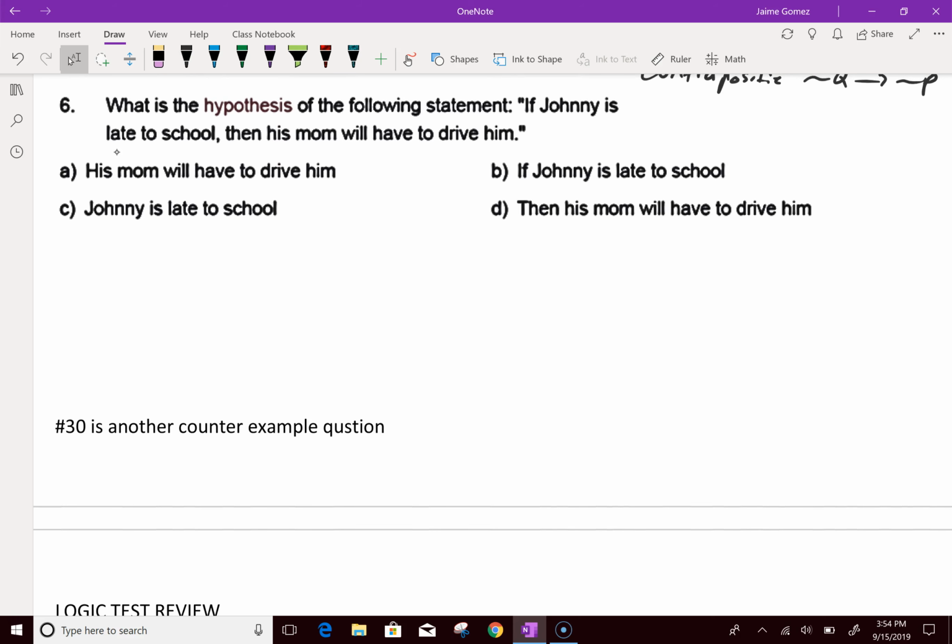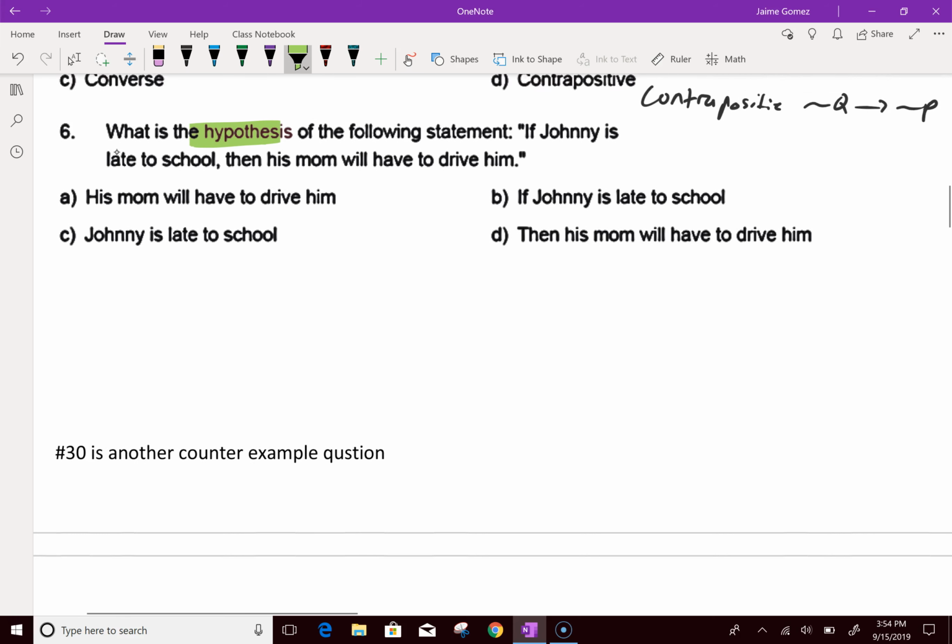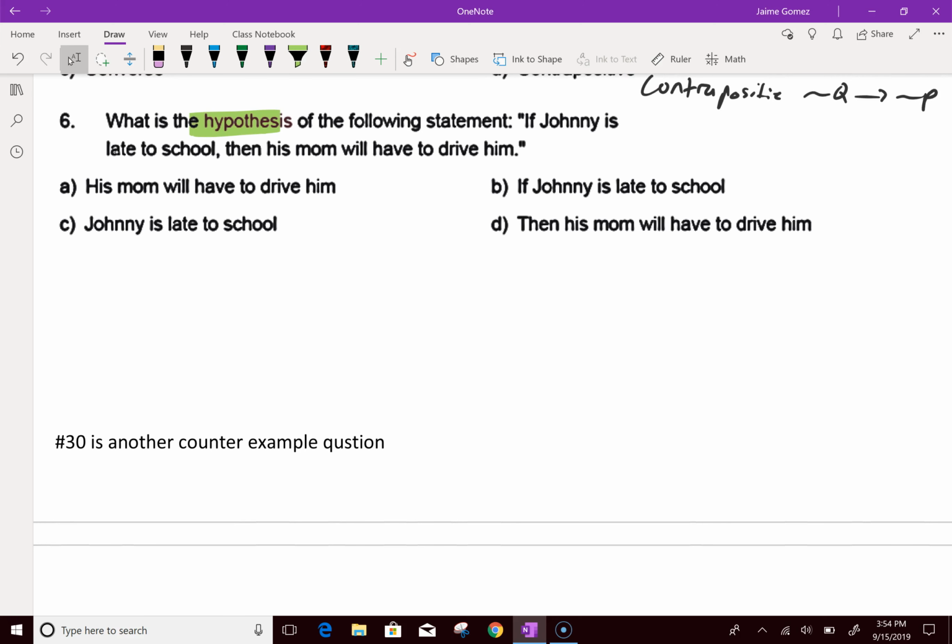All right. Number 6. What is the hypothesis of the following statement? If Johnny is late to school, then his mom will have to drive him. Remember that the hypothesis is the first part, after the word if, before the word then. So this is my hypothesis. Johnny is late to school. Do I include the word if? Did I highlight the word if? No, so that's wrong. So then it is that one.